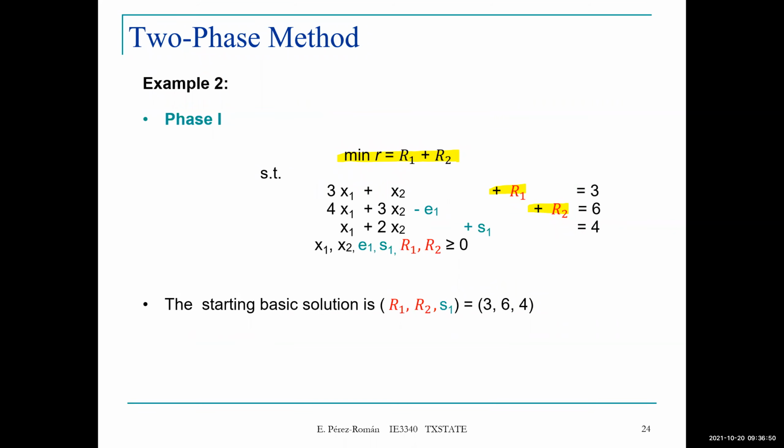So after replacing the objective function in phase one, we are also going to add artificial variables to those constraints that were equality or greater or equal to. So in this case, we have two artificial variables. We don't need an artificial variable for the third constraint because we have a slack, so we can use that. And then if we set up our basic variables to be R1, R2, and S1, we make the non-basic variables X1 and X2. We can find an initial solution for this problem in terms of R1, R2, and S1 being equal to 3, 6, and 4.